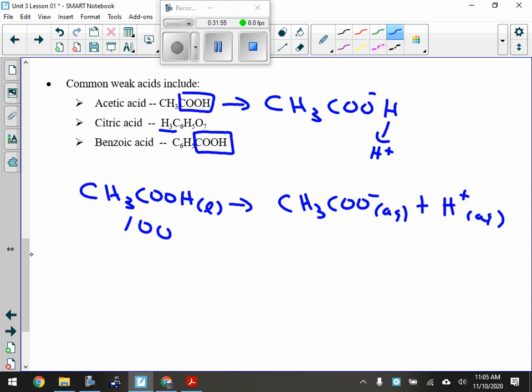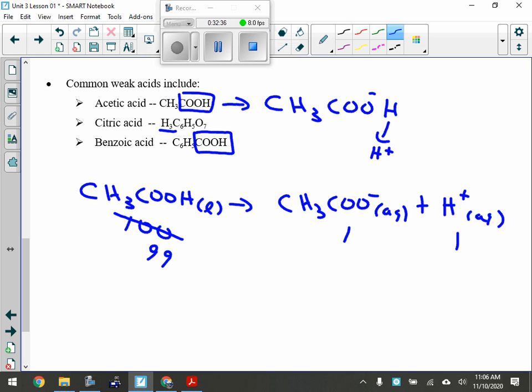If I took 100 of these and I put them into water, I do not get 100 of these and I do not get 100 of these because that would be a strong acid. In this case, I get about, and this is the part I'm lying to you, about 1. So for every 100 I put in, I get about 1 of those ions. And what that means is 99 are still stuck together as CH3COOH. Does that make sense? So like 99 of them stick together, 1 of those compounds will break up.